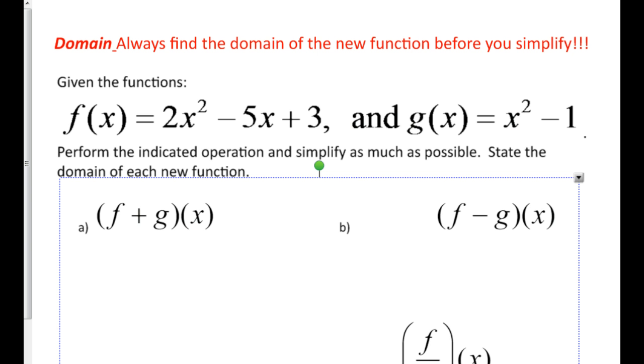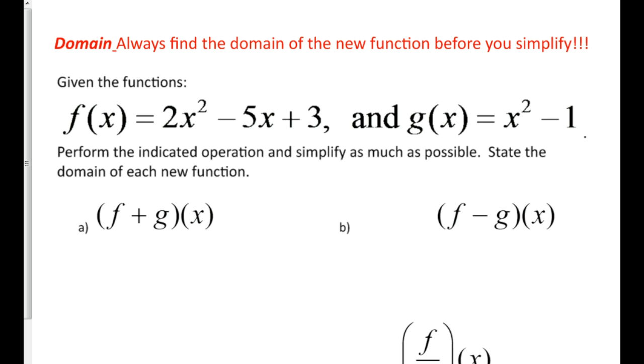All right? So let's take a look at this. Suppose I'm given that f of x equals 2x squared minus 5x plus 3, and g of x equals x squared minus 1. The directions say perform the indicated operation and simplify as much as possible. Make sure and state the domain of each new function.